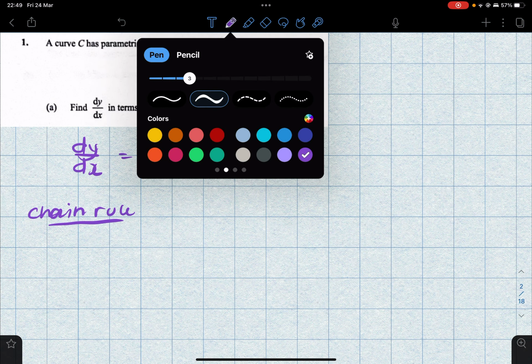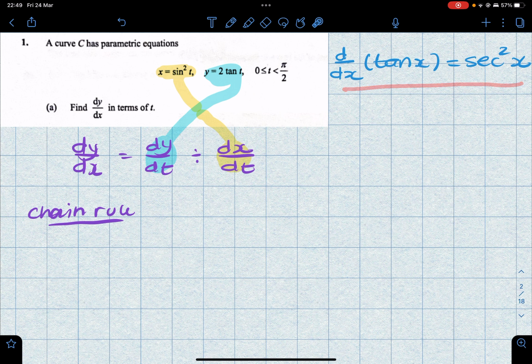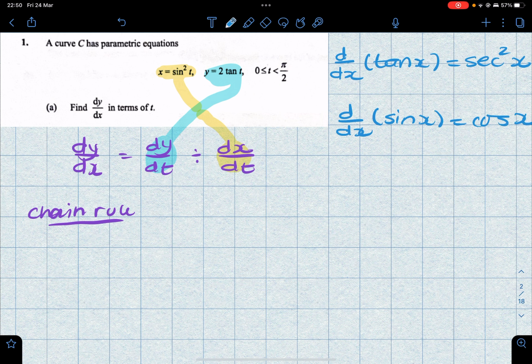Now, first of all, let me remind you that the derivative of tan x, let's say d by dx of tan x, is secant squared x. So you need to know that. And the derivative of sine x is cosine x. You need to know that.